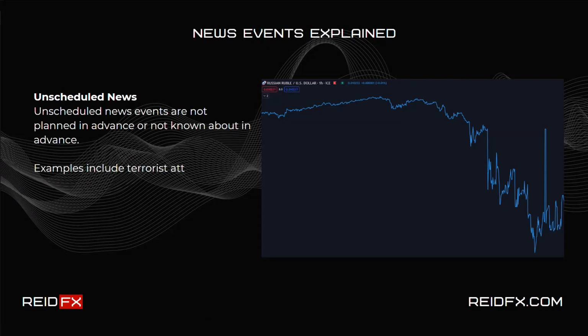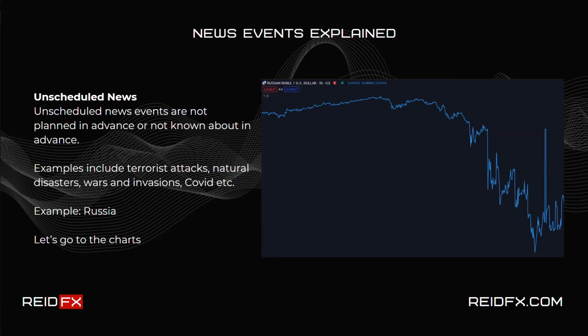Unscheduled news events then are not planned in advance or not known about in advance, and examples include things like terrorist attacks, natural disasters, wars and invasions, and things like COVID. Now, a really good example is the Russian invasion. Now, clearly, Russia planned and knew about this in advance, but nobody else did, and the market certainly didn't.